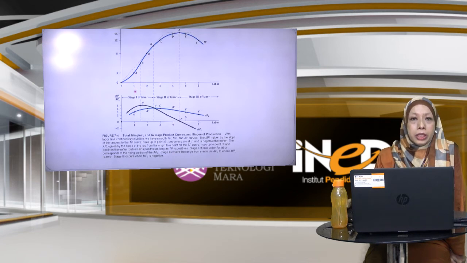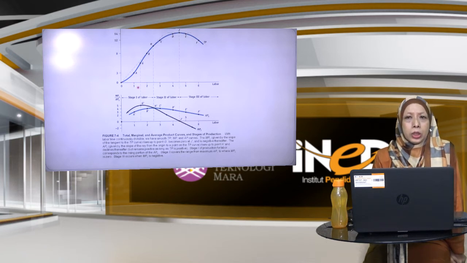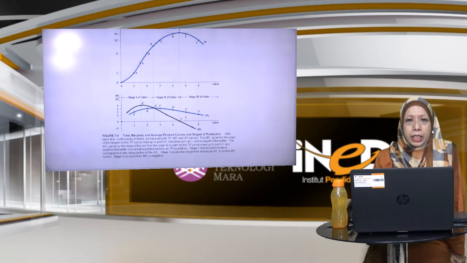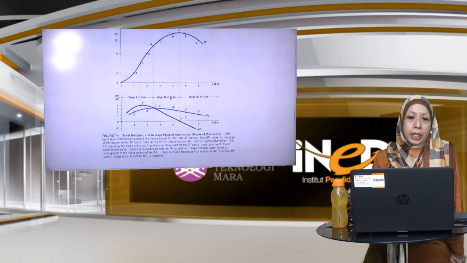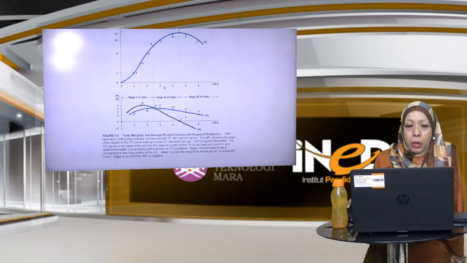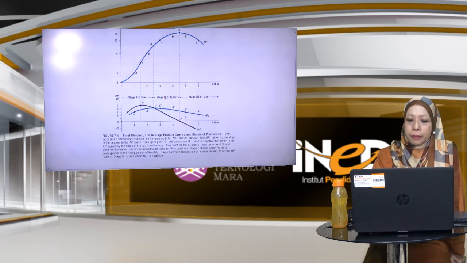But when it comes to stage 1, if you stop hiring labor in stage 1, you can see that you're going to lose in terms of productivity level. So the best stage of all 3 would be stage 2. So if you're talking about the ideal amount of labor to hire, it should be somewhere within stage 2.